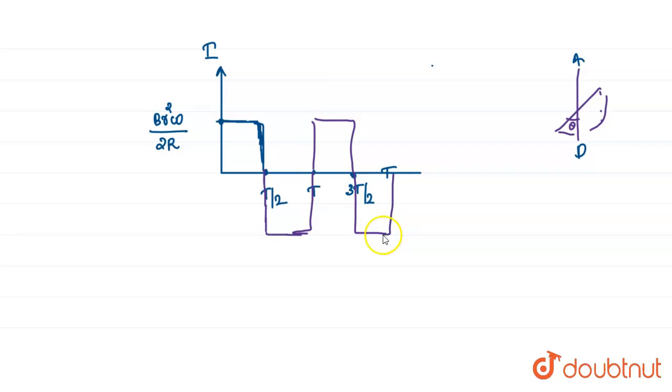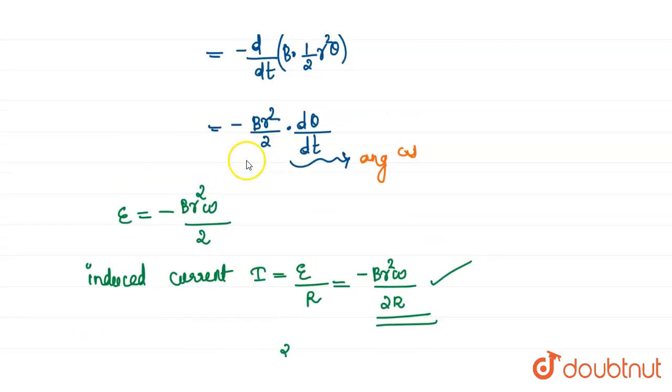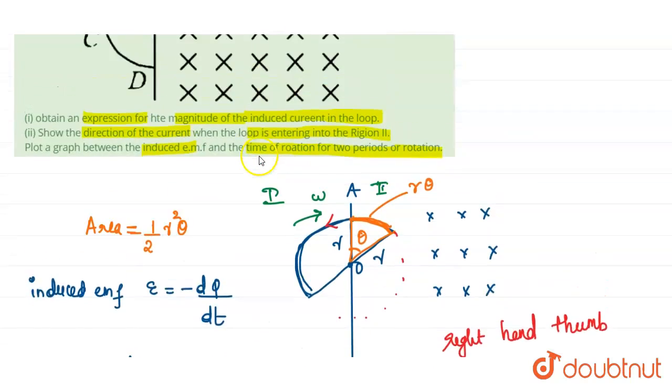So this is the graph between the induced EMF and the time for 2 rotations. In the first rotation, until it reaches region 2, the induced current will remain constant. When it reaches region 2, it starts to rotate back to region 1. Then the direction changes, but the value of the current doesn't change. Then the process repeats.